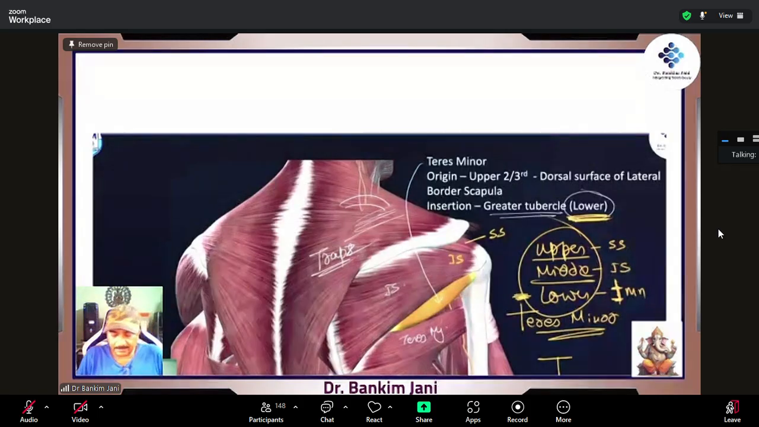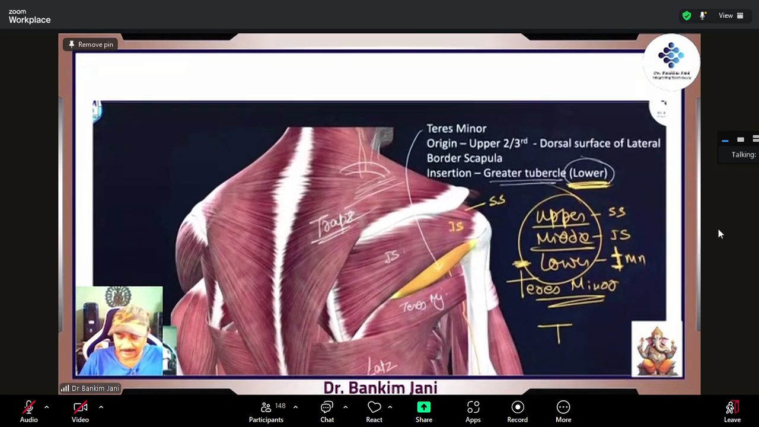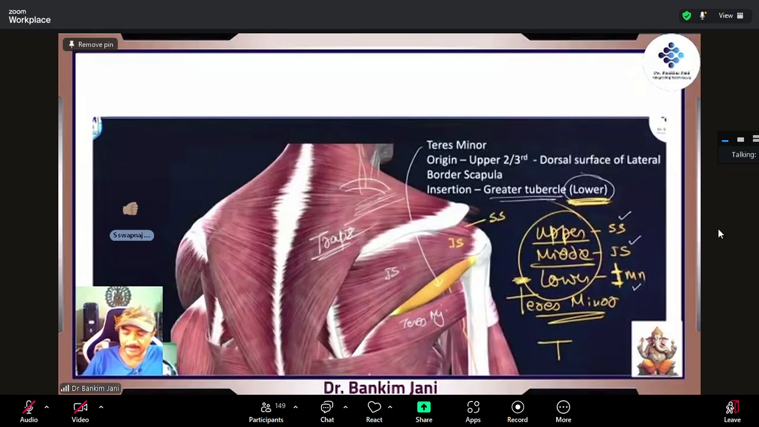Now we introduce the third muscle, the muscle which we have already talked about. Upper is supraspinatus, infraspinatus, and the lower one is teres minor. So that's the teres minor highlighted over here. Teres minor's origin: upper 2/3 of the dorsal surface of the lateral border of scapula. Why so complicated? It is so easy, right?